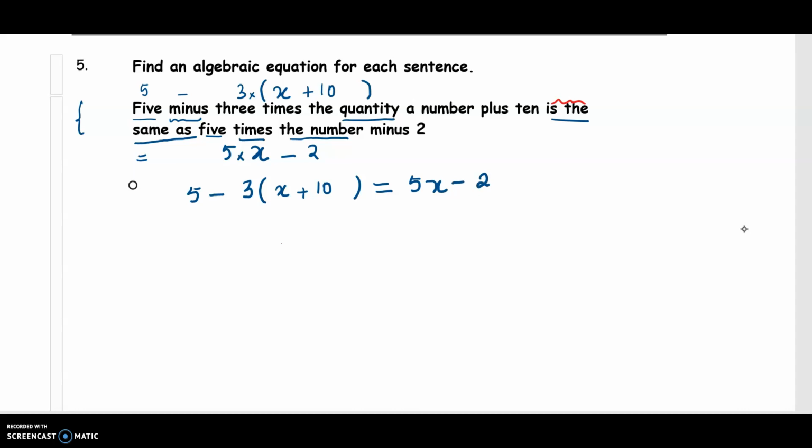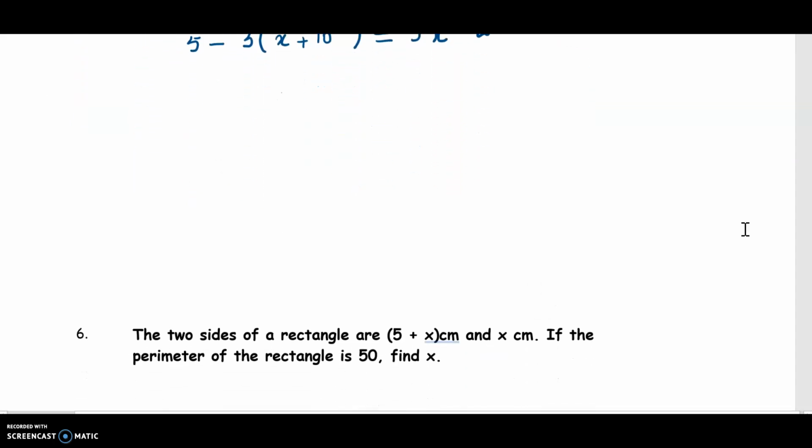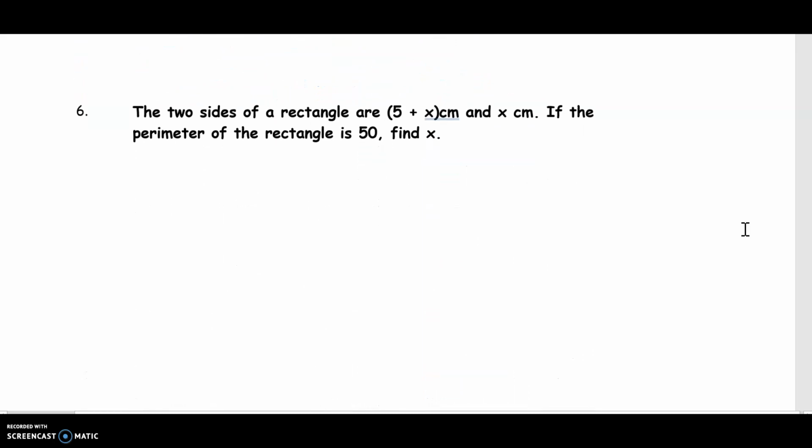So we've set up the equation and we're going to stop here. We can solve it by simplifying both sides and solving for x. But here we'll just set up the equation using algebraic notation.